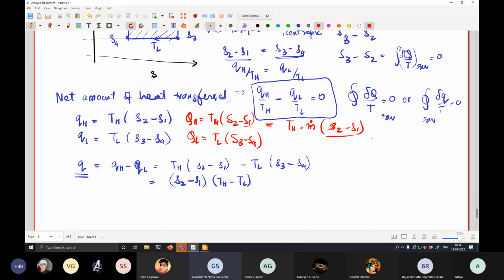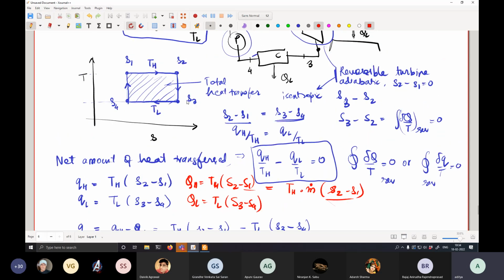So the area can be called the specific heat transfer. Yeah, it is true. It is the total, oh no, let's not call it total, it's the net specific heat transfer. And it is also the net specific work.